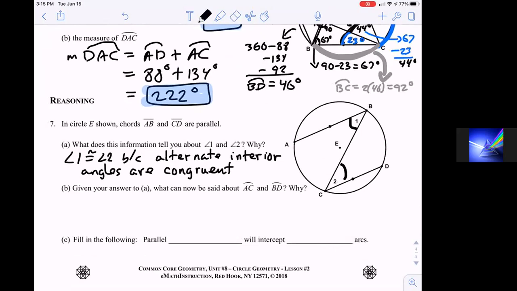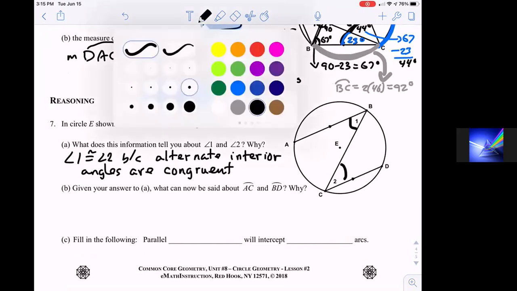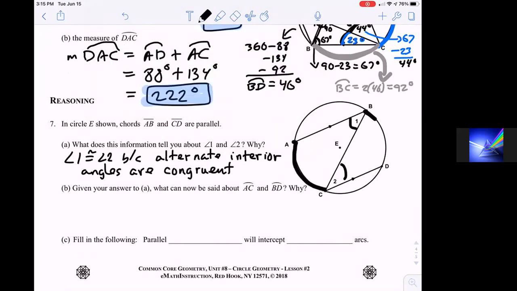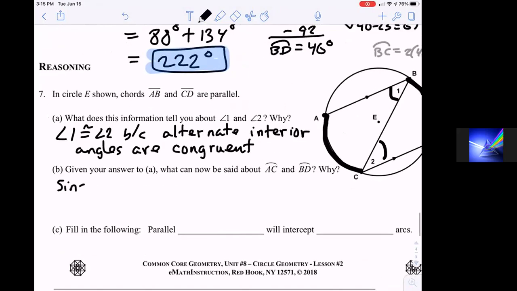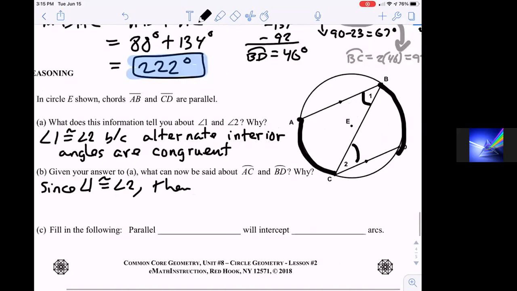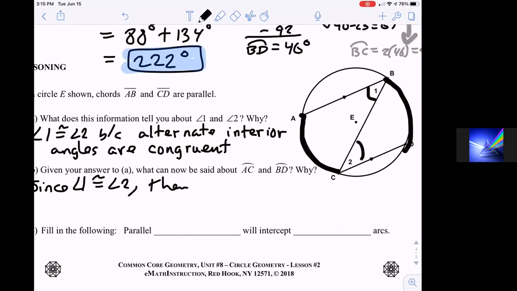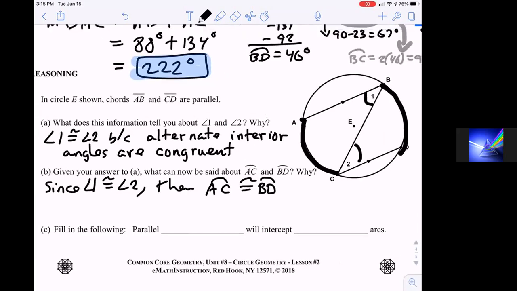Part B, given your answer to A, what can now be said about arc AC and arc BD? So arc AC and arc BD. Well, if you reason it out, since angle 1 is congruent to angle 2, then the arc that intercepts it, arc AC, must also be congruent to arc BD because they're intercepted by the same angle.